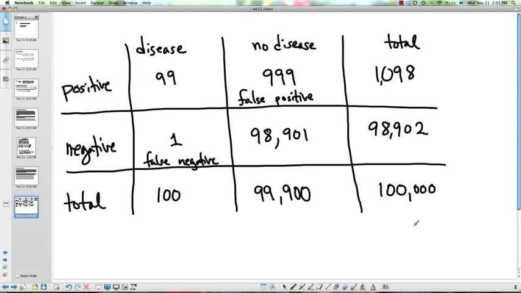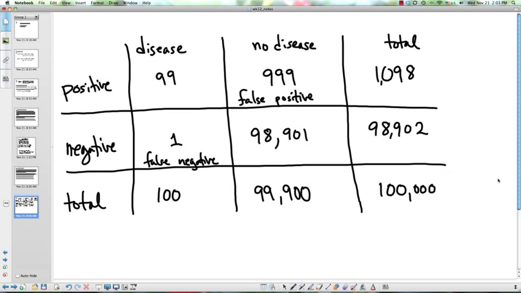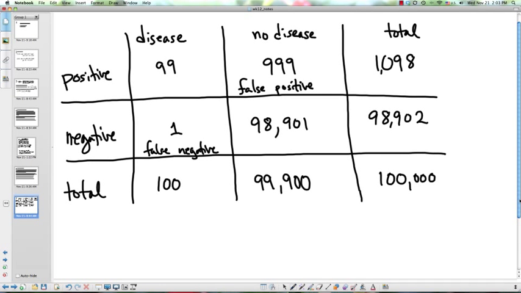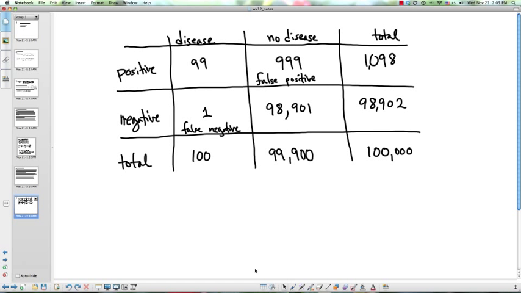Okay, so let's look at those questions that could come up when the patient is talking with the doctor. So back to the question. Number one, if a person has the disease, what's the probability they test positive? So I've stated my conditional probabilities. Let me make this smaller again. Okay, so I have stated again my conditional probability in terms of if. And it's the if that's the part that's given, right? So the question was, if a person has the disease, what's the probability they test positive?